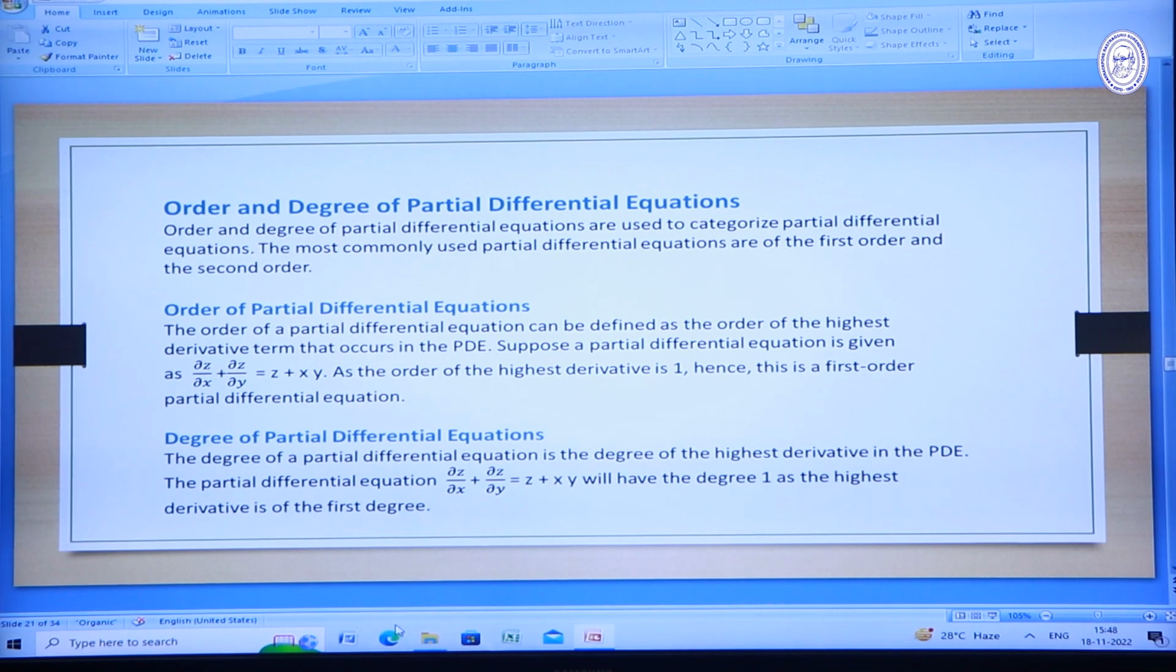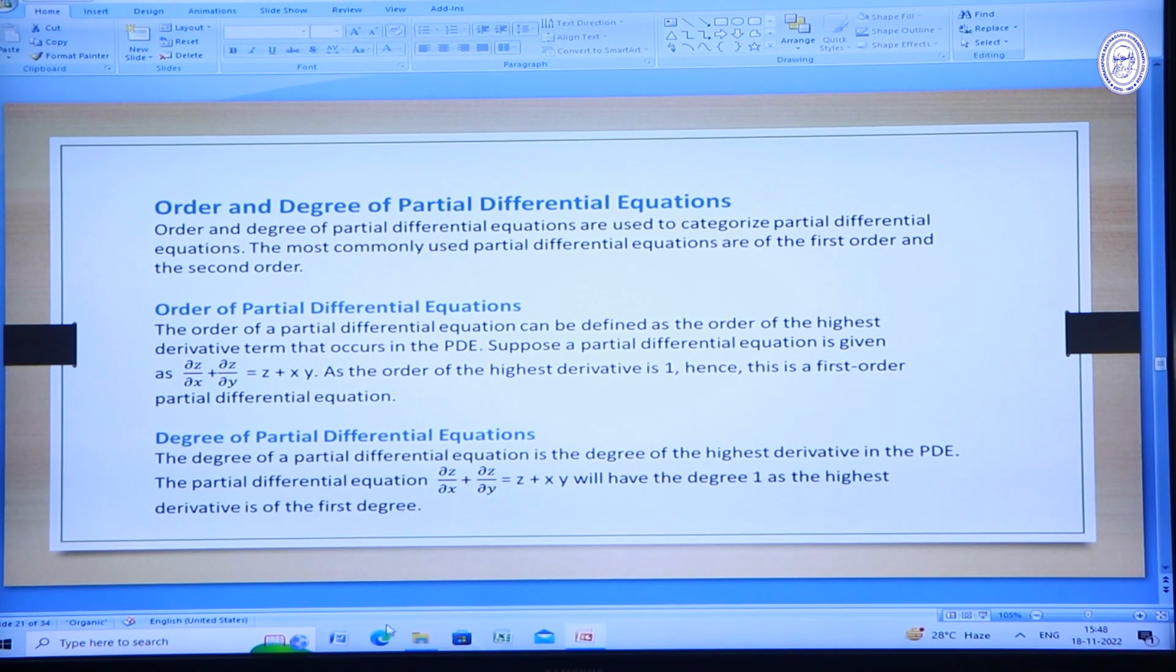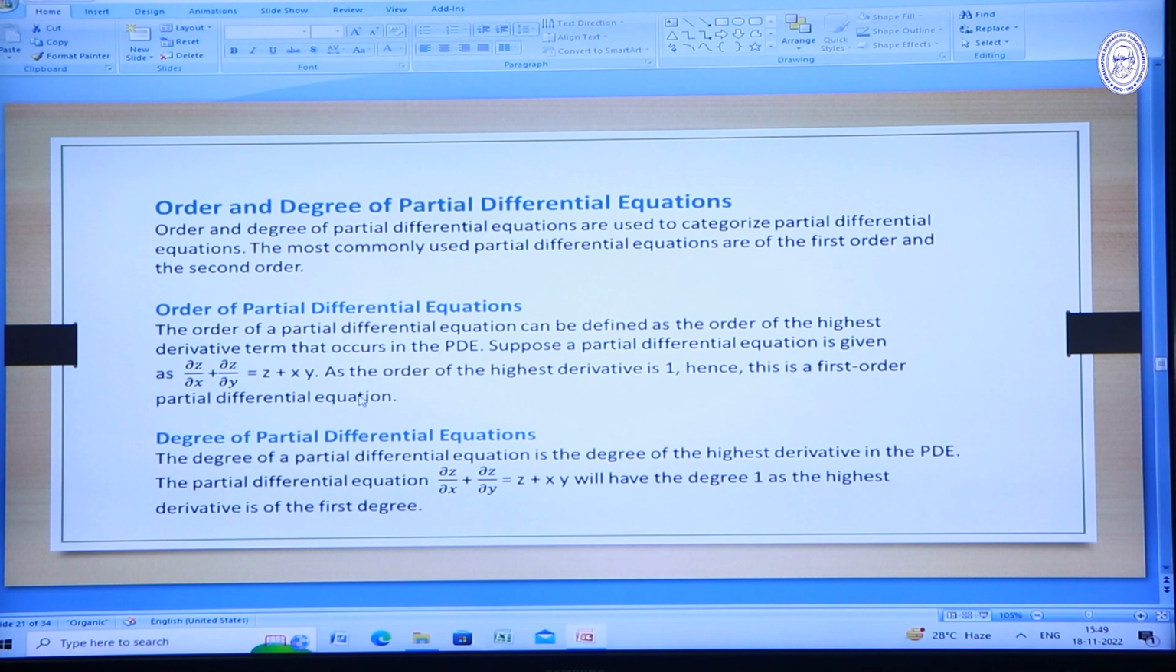Suppose a partial differential equation is given as del z by del x plus del z by del y equal to z plus x y. As the order of the highest derivative is 1, hence this is a first order partial differential equation.